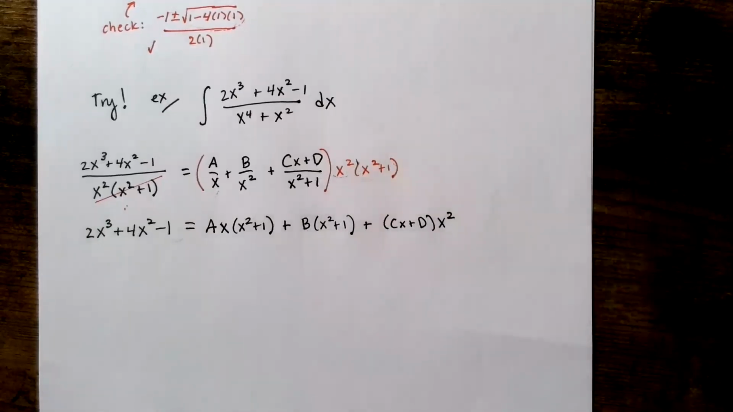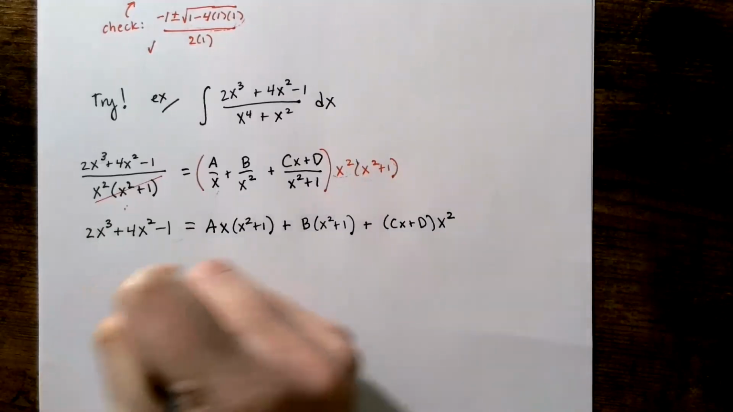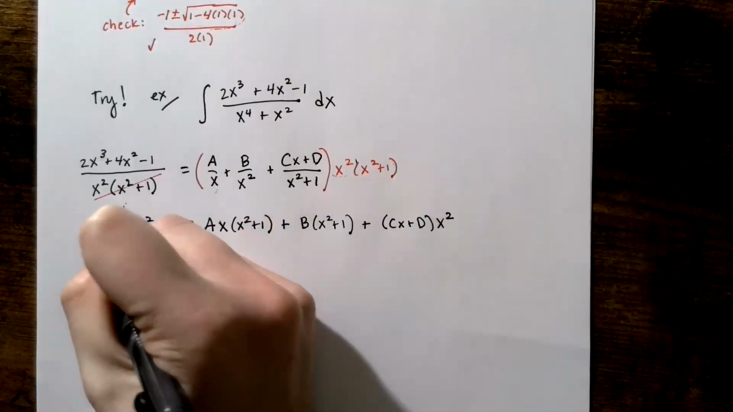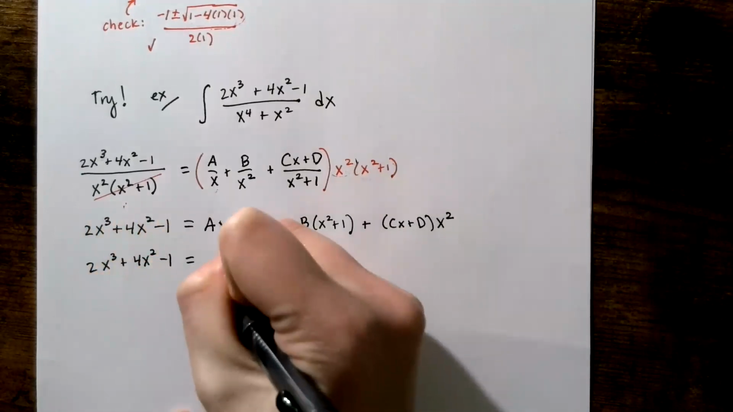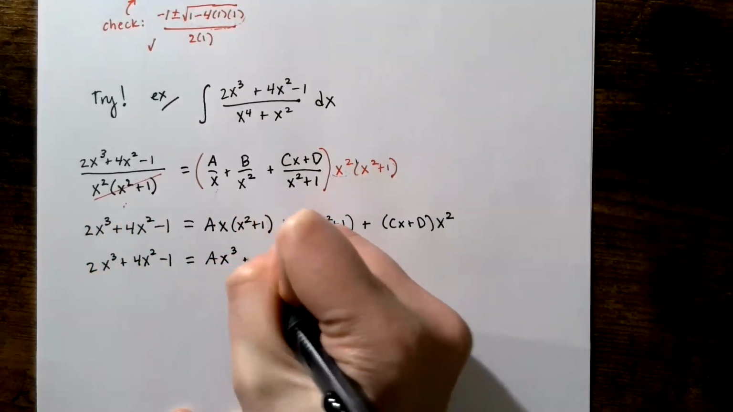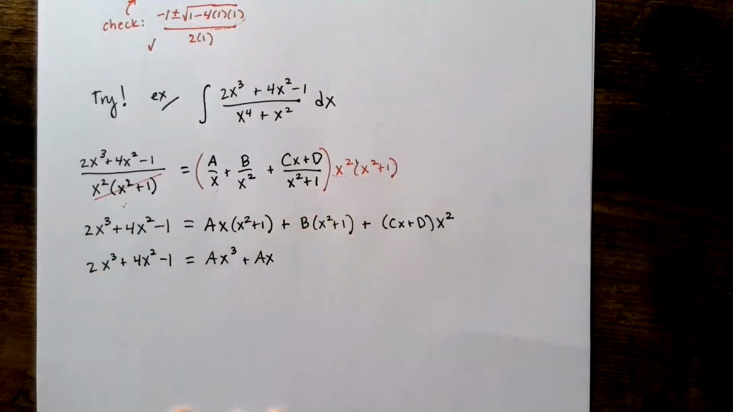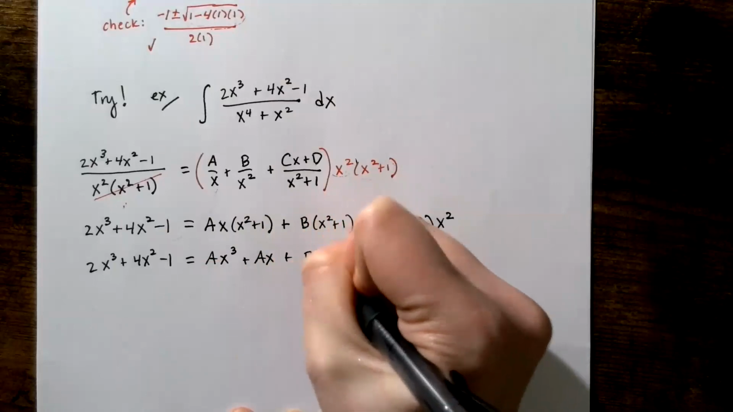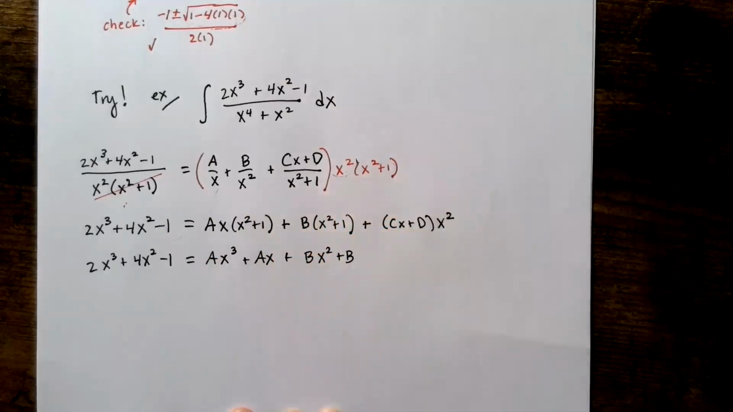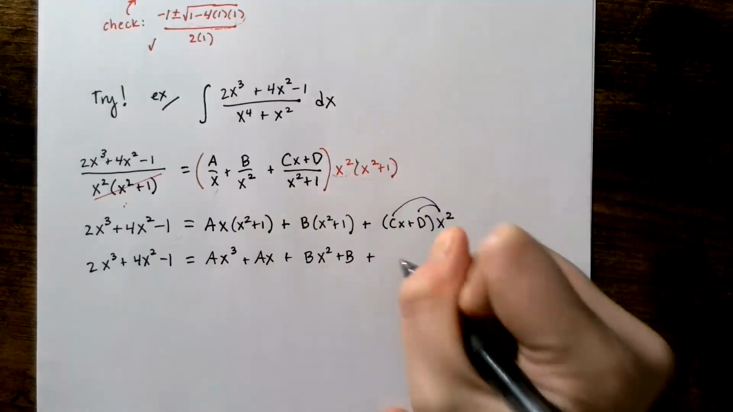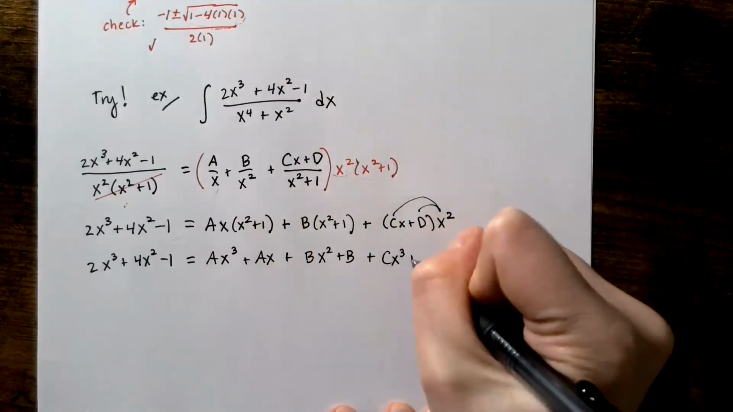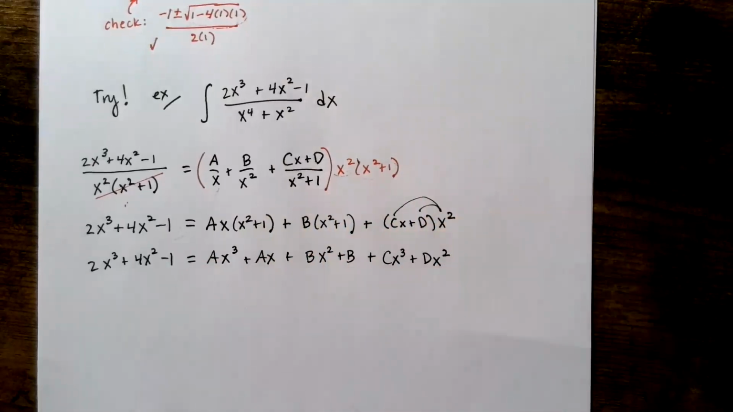Okay, step 3 in our numbered list from the last video is to distribute everything, essentially clear out all your parentheses. I'm going to keep that left-hand side. I have ax cubed plus ax from this first one, bx squared plus b from the next, and then this one's a little awkward. I'm distributing it in from the right, but it still works. So I get cx cubed plus dx squared.